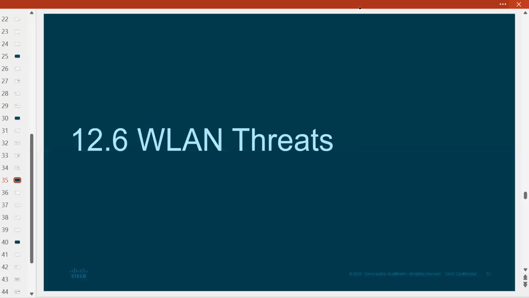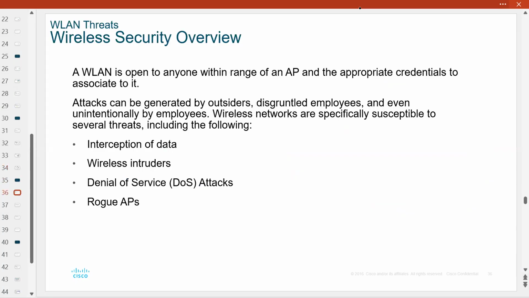Right, wireless LAN threats. You see, our wireless network is open to everyone, very open. It's very difficult to, for example, compare with a keyboard network, a wired network, which has ports we use.